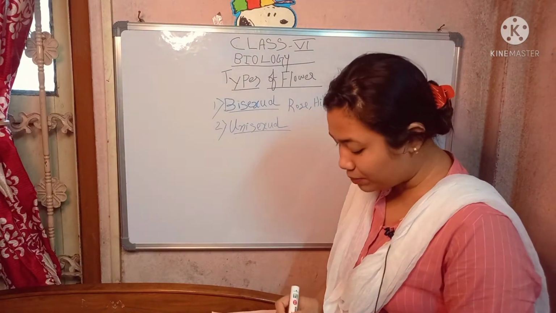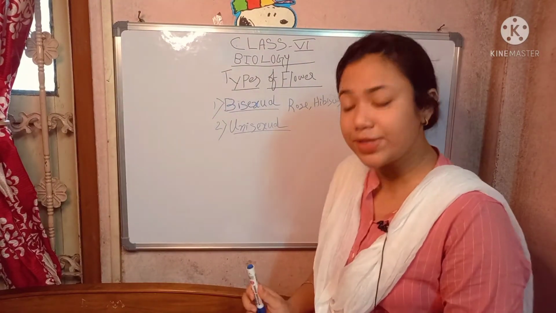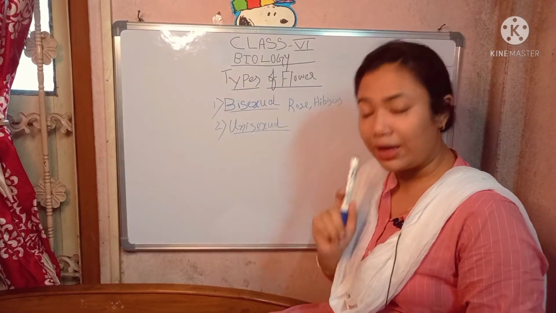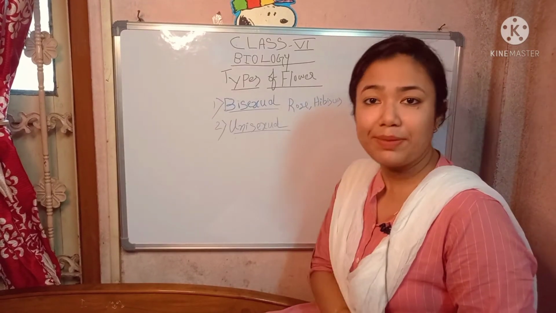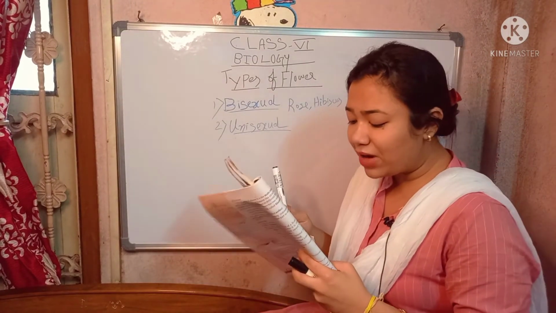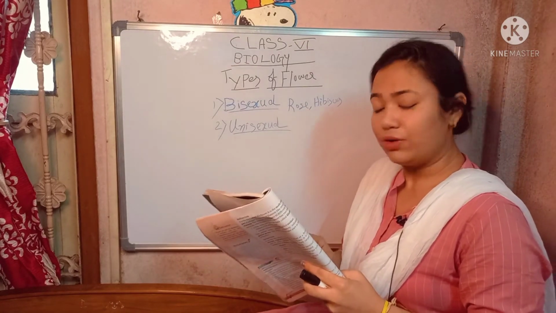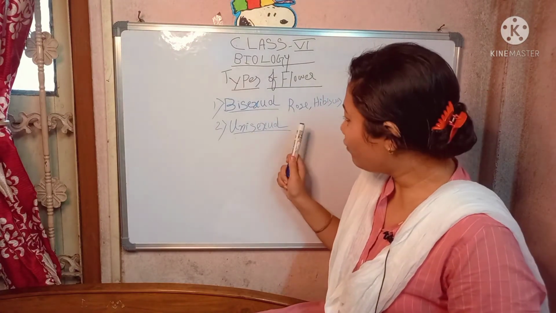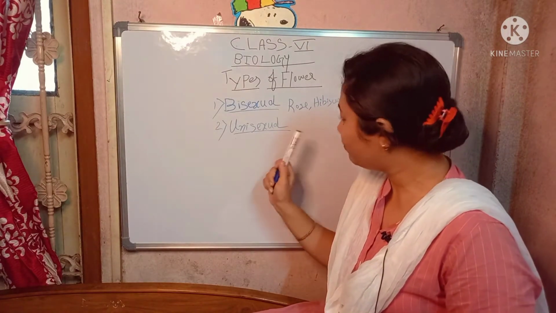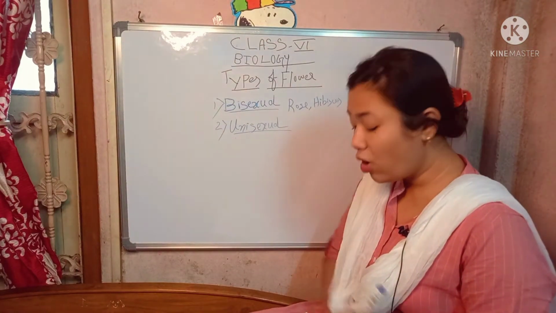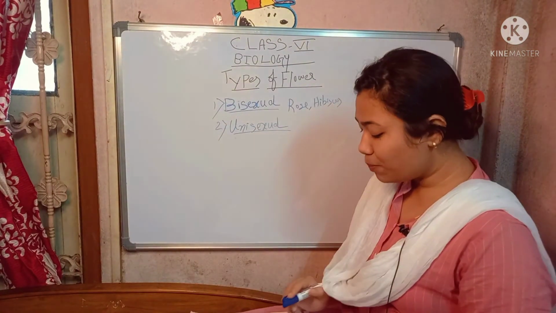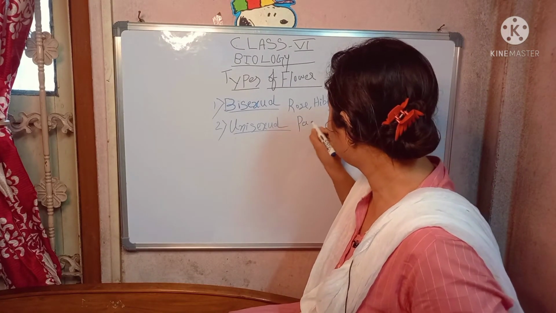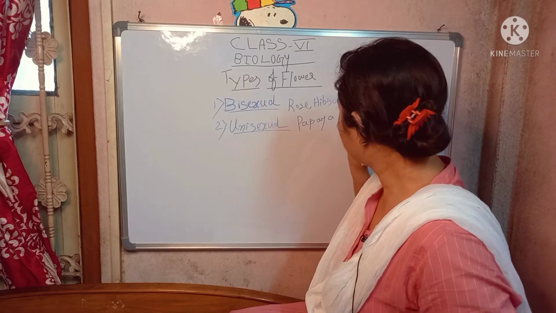And now we will come to the point unisexual flower. What is unisexual flower? Which possesses either male part, that means androecium, or female part, that means gynoecium. So, papaya flower is an example of unisexual flower. So, that has been clear that unisexual flower have only either male part, that means androecium, or female part, that means gynoecium. Papaya flower is an example of unisexual flower. Clear?